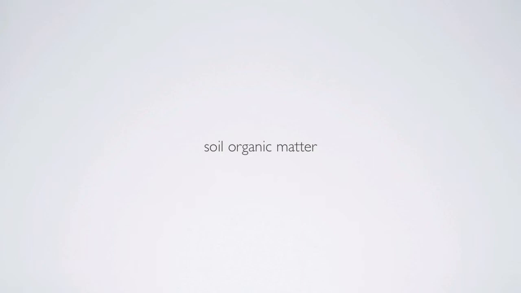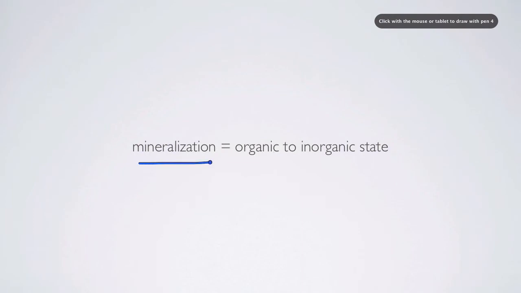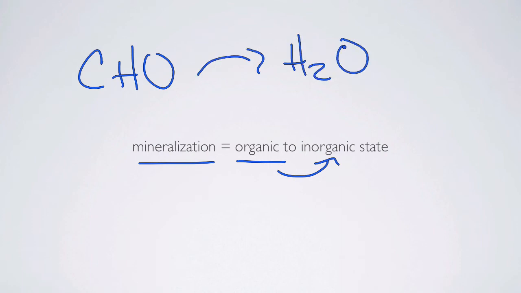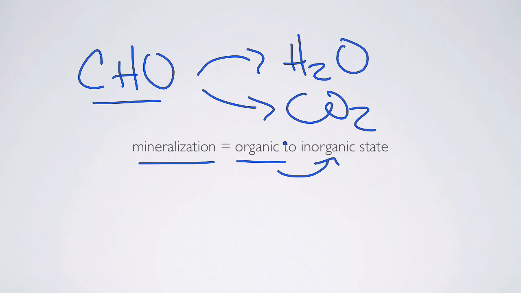So once we have soil organic matter, what happens to it? Well, generally soil organic matter can be processed further, and one of the things that happens to it is mineralization. The process of mineralization is taking an organic substance and turning it into an inorganic state. So a carbohydrate, for example, turned into water and CO2 is a process of mineralization, because we start with organic carbon and then we end up with inorganic carbon. So the carbon is said to be mineralized.